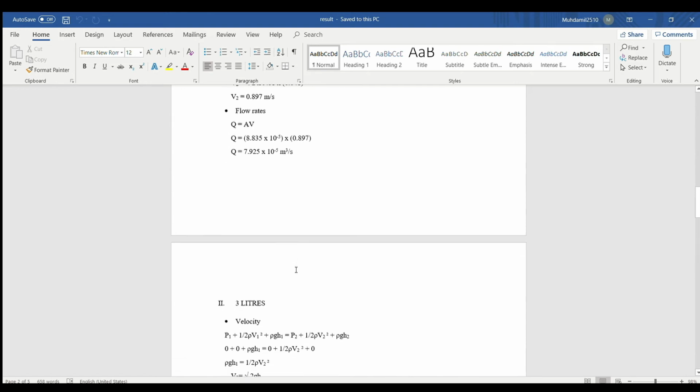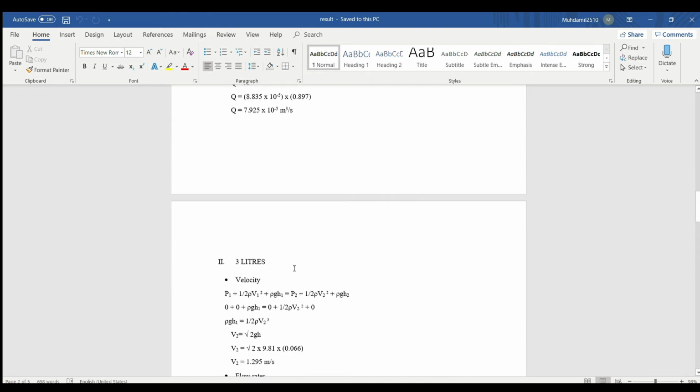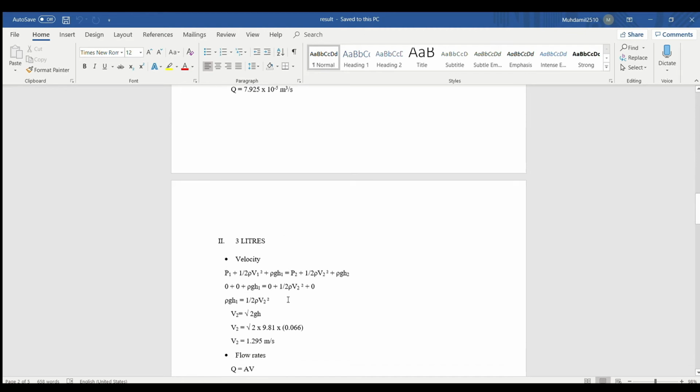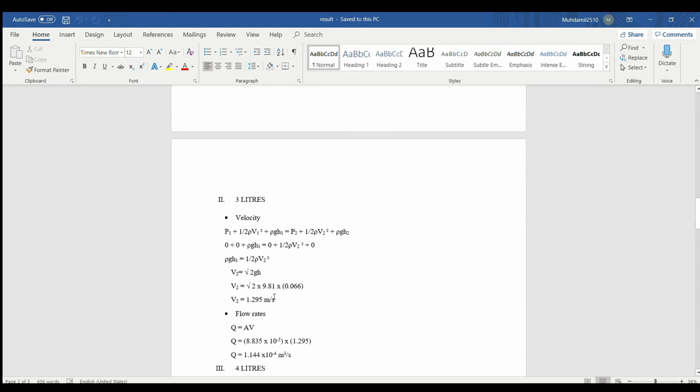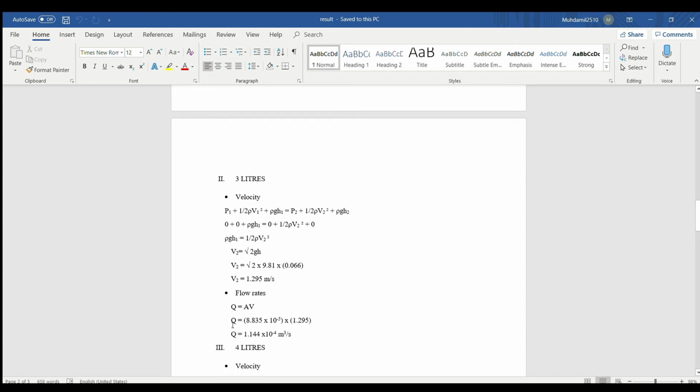So we continue with 3 liter using also the same equation, and we get velocity 1.295 meter per second. And for the flow rate, we get 1.144 times 10 power of negative 4 meter cube per second.